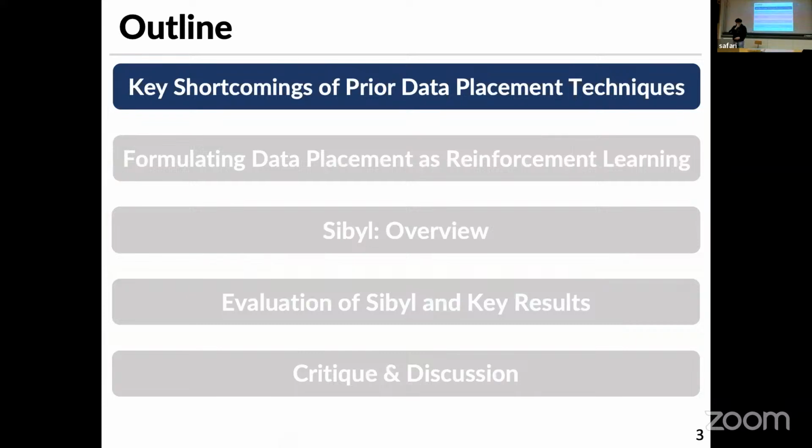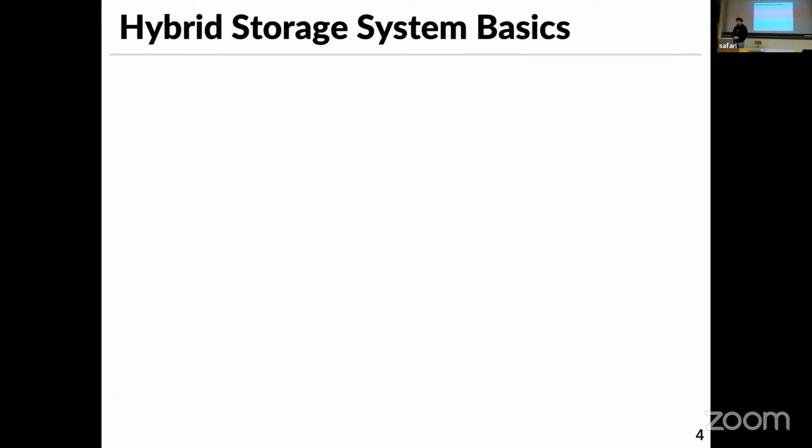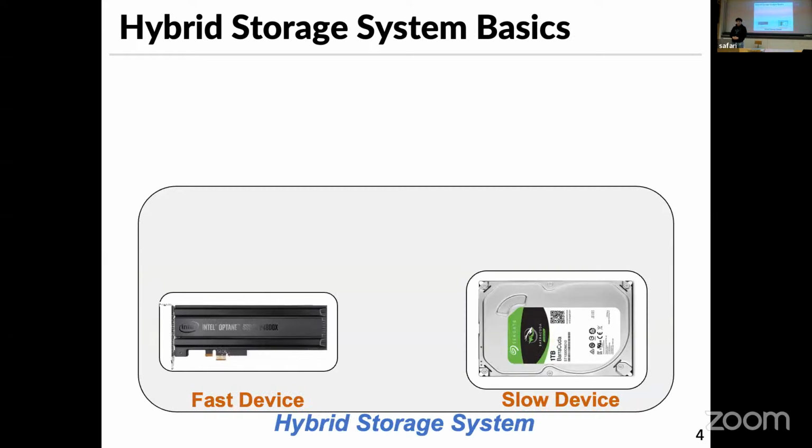Now, let's move on to the first point of our outline, which is the shortcomings of prior data placement techniques, so those that already exist in the market and that are out there. So first, let's have a background of what actually a hybrid storage system is. So in a hybrid storage system, as I mentioned earlier, you have a fast device and a slow device. Or if you have a tri-hybrid system, you might have a fast device, then a middle device, and then a low-end device.